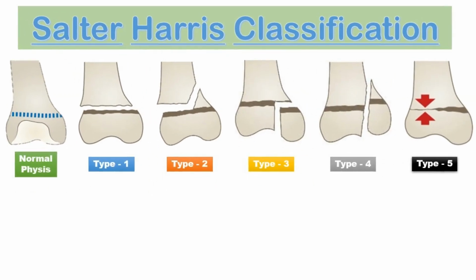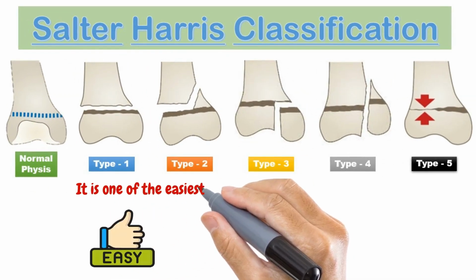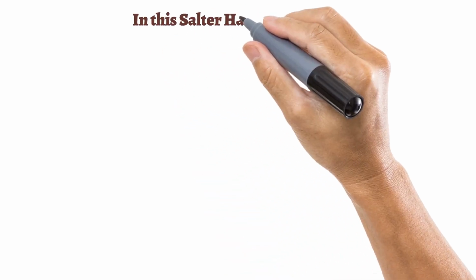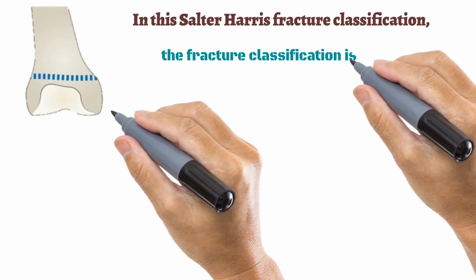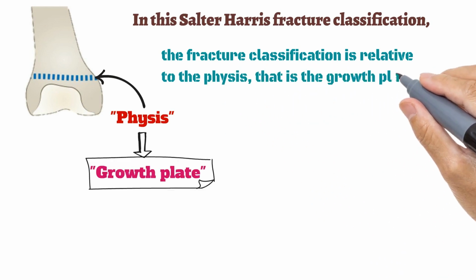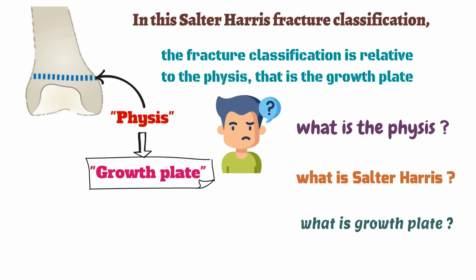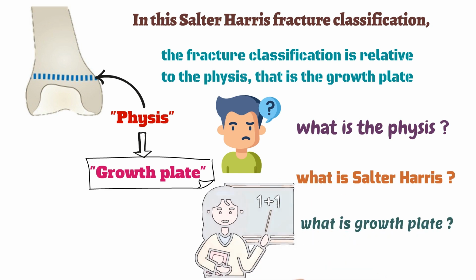Salter-Harris classification. It is one of the easiest fracture classifications to learn. In this Salter-Harris fracture classification, the fracture classification is relative to the physis, that is the growth plate. Before you ask what is physis, what is Salter-Harris, what is growth plate, let me just present you one picture.